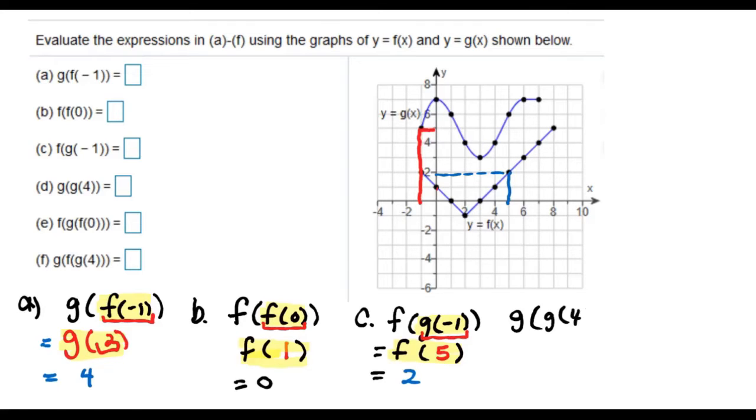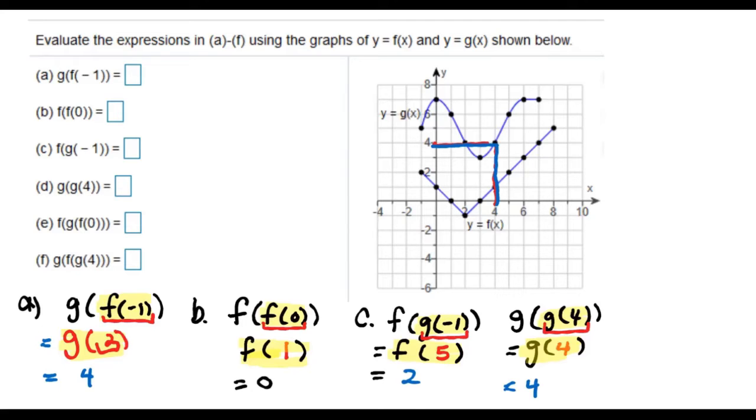g of g of 4. So we'll start with g of 4. Let's go to an x value of 4. Let's go up to the graph of g, over to that y value, and we get a y value of 4. g of 4 is 4. Now we want to find g of 4, which we just found. So having an x value of 4 going up to the graph of g gives us a y value of 4. Let's try the next one.